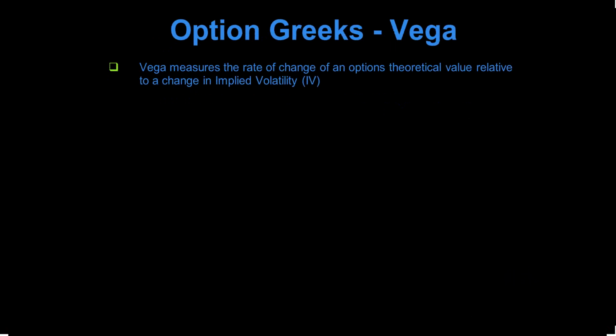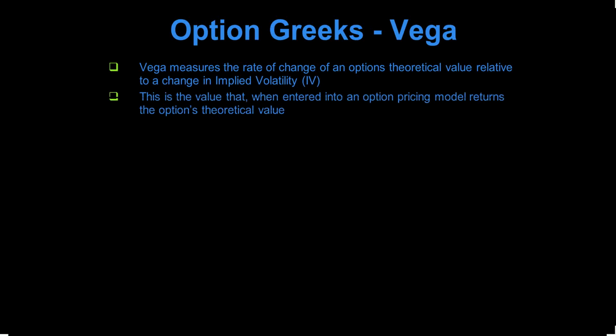Let's talk about Vega for a second. This is probably the most important one as far as affecting the price of an option. Vega measures the rate of change of an option's theoretical value relative to the change in implied volatility. This is the value that when entered into an option pricing model returns the option's theoretical value. So what the hell did I just say? Well, what that really means is most market makers look at what the market's willing to bear for an option, and then they plug in the remaining difference, and that calculates what volatility is. So they kind of back into volatility with what the market will bear.